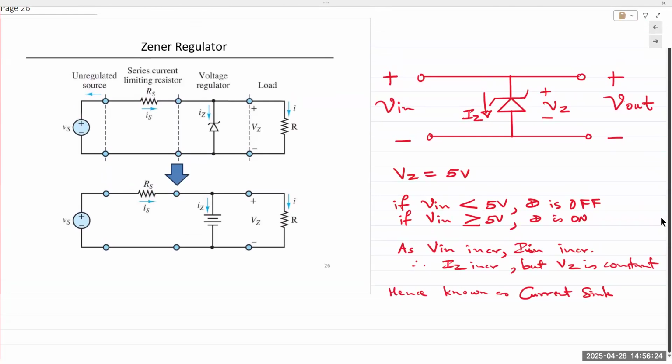Again, as I stated, VZ remains constant, and it can sink a lot of current through it. But there is a limit to how much current it can handle. If that current exceeds a certain limit, then the power it can handle has a limit. Beyond that, there's so much extra heat generated that the Zener diode is going to blow up. So two important specifications: VZ voltage and PZ power. Now let's come to this circuit.